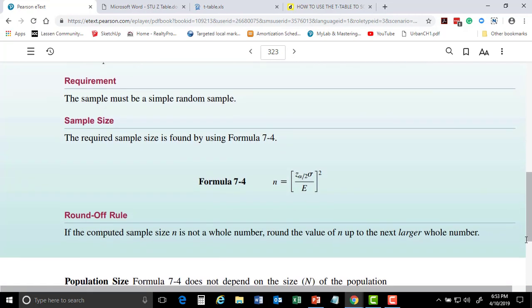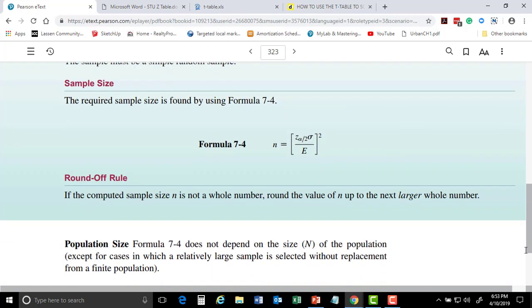And so this, we can actually calculate how they got to this, but right now, the sample size should be the z sub alpha divided by 2 times sigma. In this case, sigma is given. Divided by the error term, squared, will tell you what sample size you need.